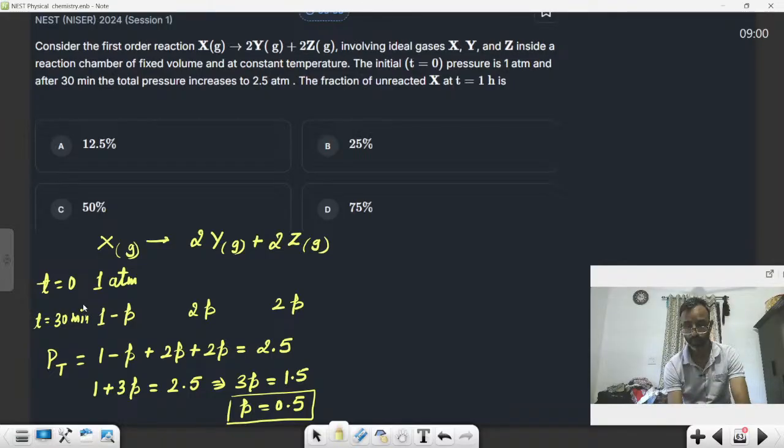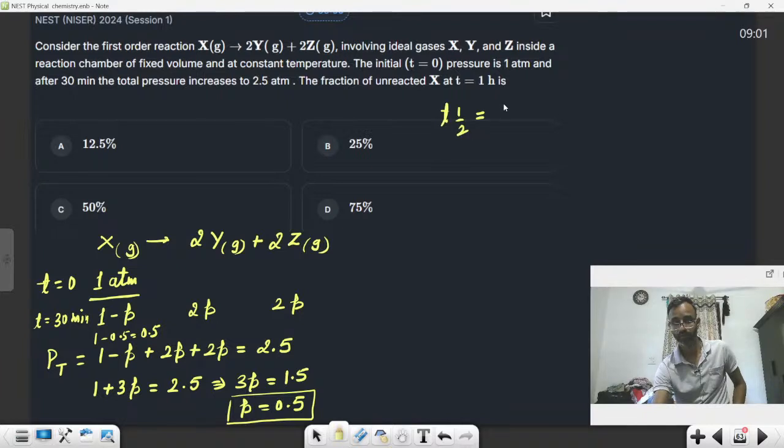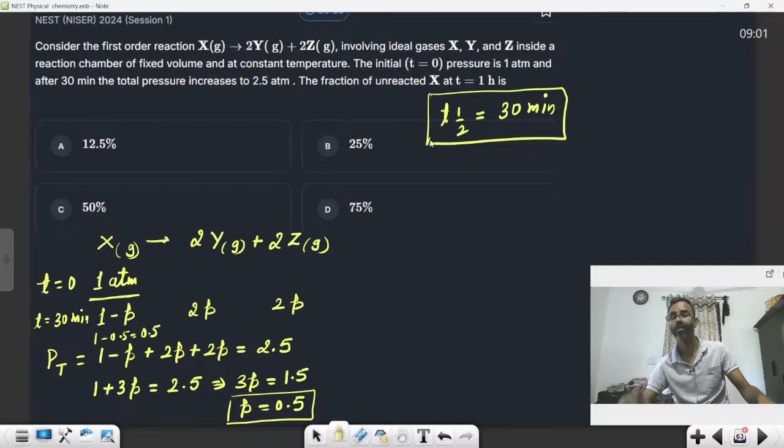So in 30 minutes, what happened? X changes from 1 to 0.5. That means it is half-life. Half-life is 30 minutes. I hope you got it. Pressure of the X in 30 minutes changes from 1 to 0.5. That means it becomes half, and it follows first order kinetics. So half-life is 30 minutes.